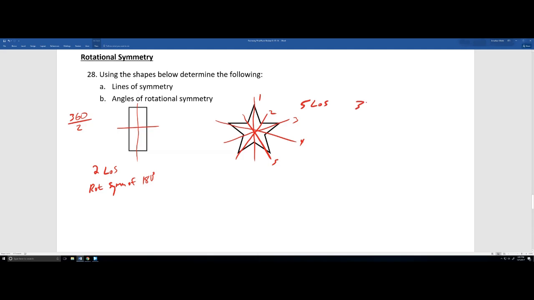And again, 360 degrees divided by your number of lines of symmetry. And you should get, I think, 72. Wait. Yeah, 72 degrees. All right, for a rotational symmetry. Okay, I think that was earlier in the year.